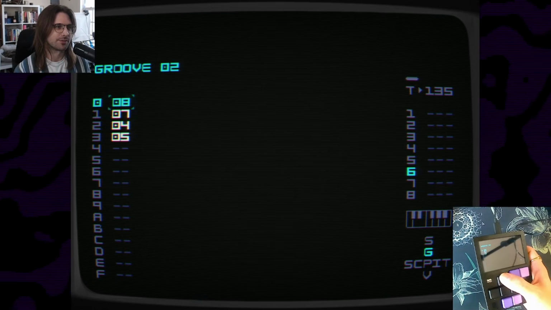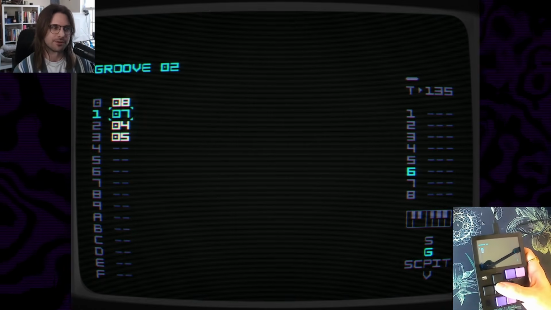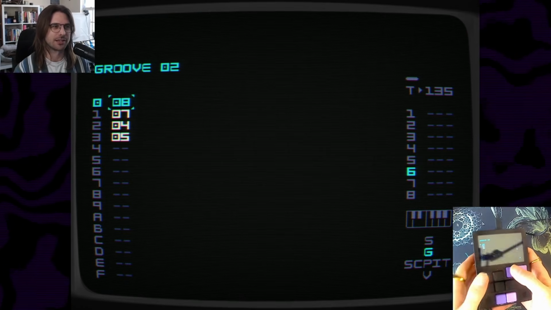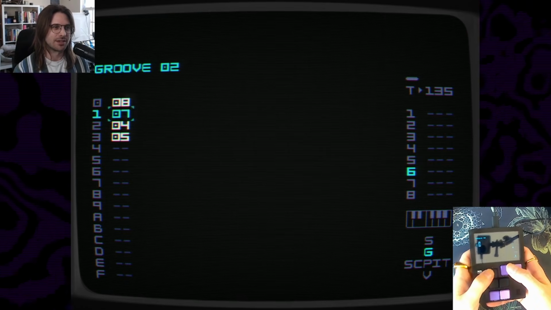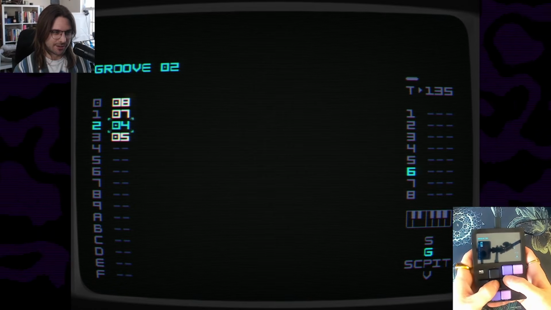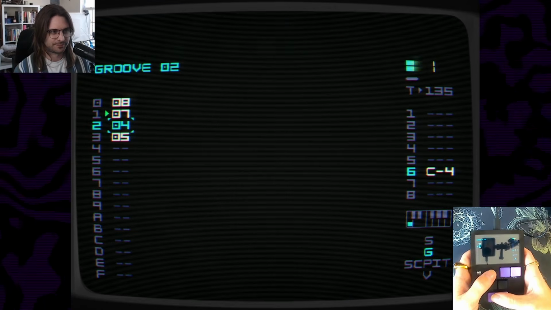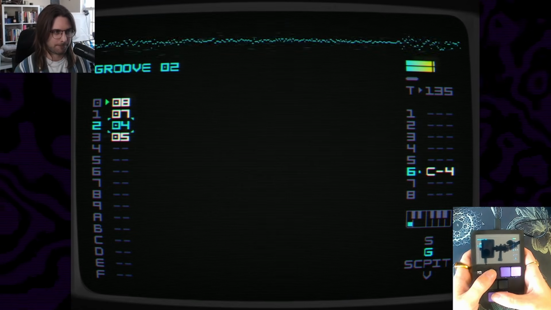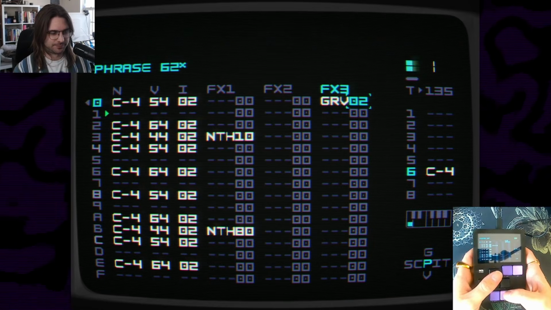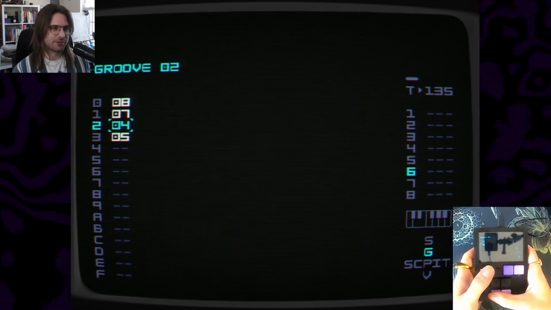So the first 2 steps is 2 16th notes. 2 16th notes makes 1 8th note. So my approximation of 8th note swing is going to be the first 8th note is 15 ticks long, and the second 8th note is 9 ticks long. Now, this isn't perfect, in my opinion.